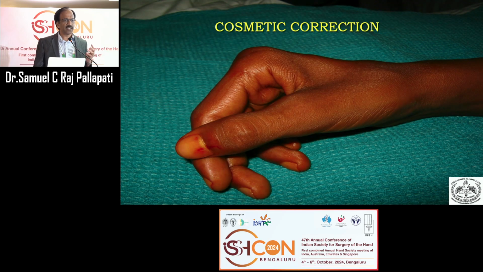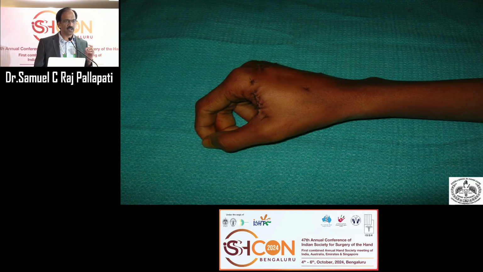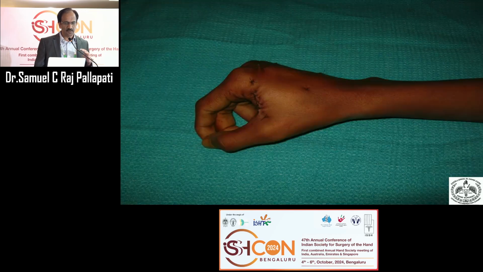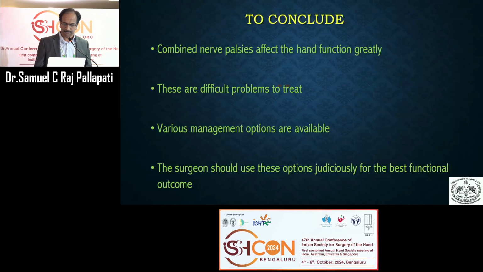At the end of all your reconstruction for the extrinsic and intrinsic muscles, the patient still complains about the void in the first web. You can correct the void by doing a dermofascial flap for the thumb web. And also we have been doing lipofill for augmenting the interosseous spaces.